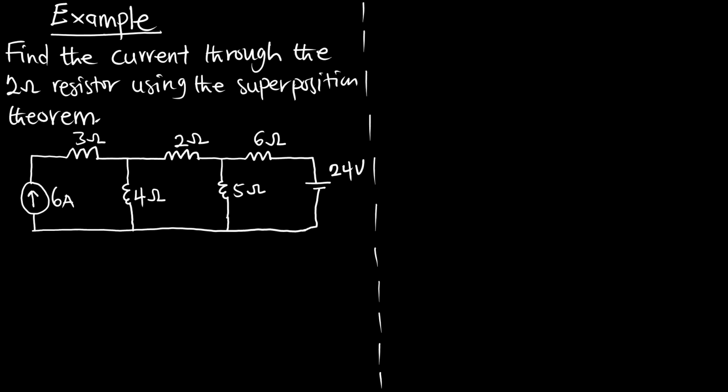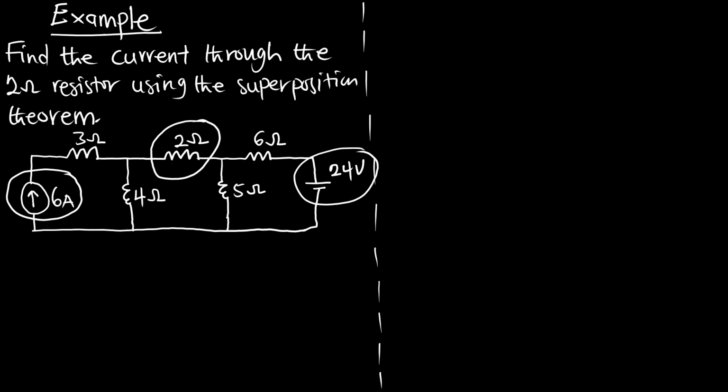Now we have an example. Find the current through the 2 ohm resistor. Now we have our circuit. We are to find the current through this 2 ohm resistor using the superposition theorem. So right away, we identify the sources that we have. How many sources do we have? We have one voltage source, we have a current source. So meaning we are going to perform two analyses.